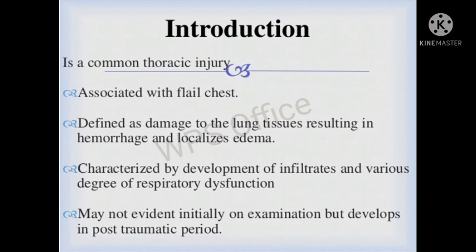So this pulmonary contusion is the most common thoracic injury. It is associated with flail chest, and is defined as damage to the lung tissues resulting in hemorrhage and localized edema, characterized by development of infiltrates and various degrees of respiratory dysfunction.